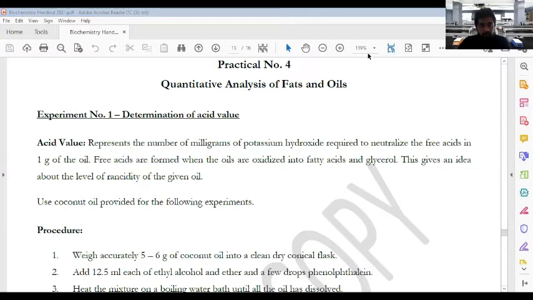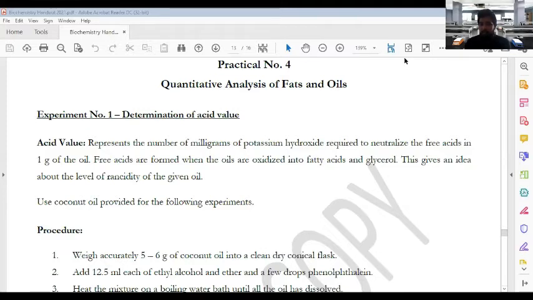Oxygen. Yes, oxygen. Oxidative rancidity, exposing to air. You answered yes, oxygen, oxidative rancidity. And other than that, water also can cause rancidification. That is called hydrolytic rancidity.